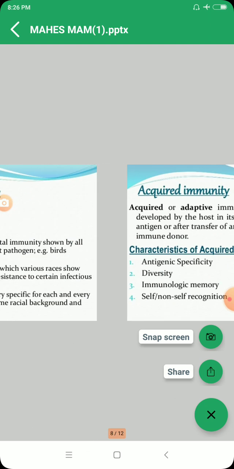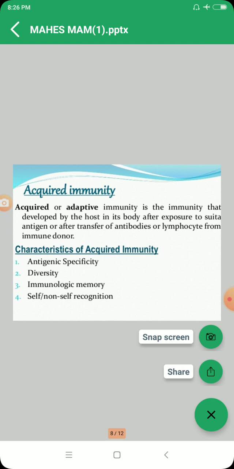Next, this is acquired immunity. What is acquired immunity? Acquired immunity is otherwise called adaptive immunity. Acquiring immunity from an outside source is known as acquired immunity. It results from the action of two major groups of cells: the lymphocytes and the antigen presenting cells. Immunity is initiated by the recognition of foreign antigen and the response to this recognition. It is highly adaptive and has four important characteristics.